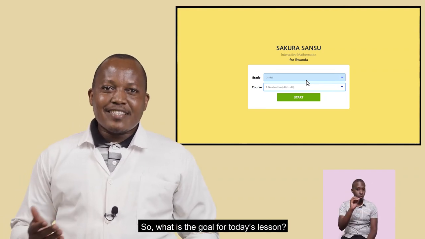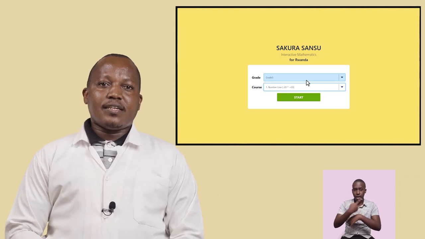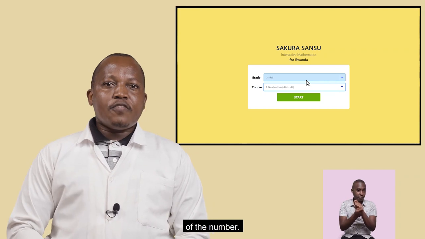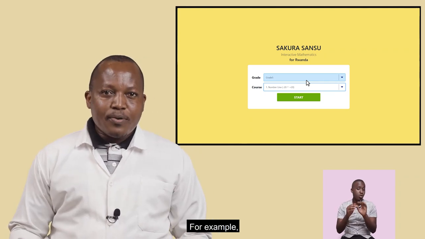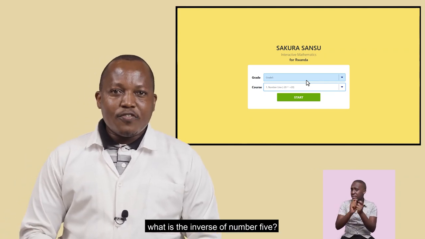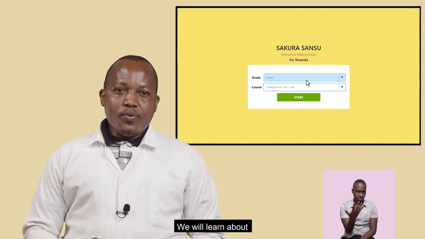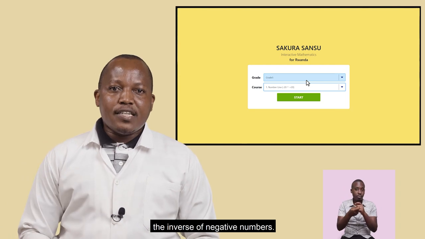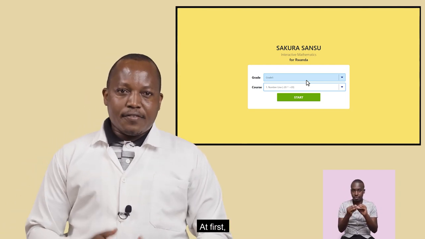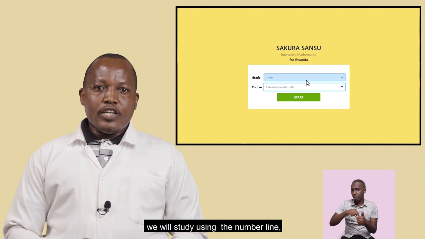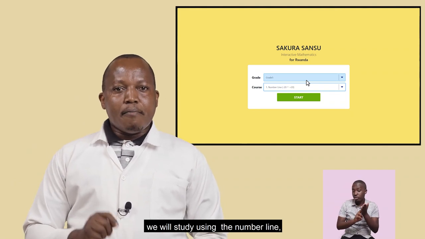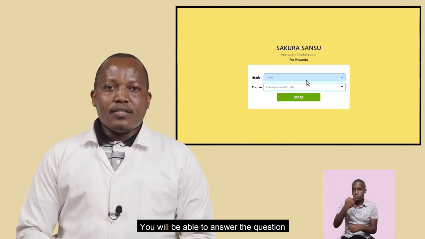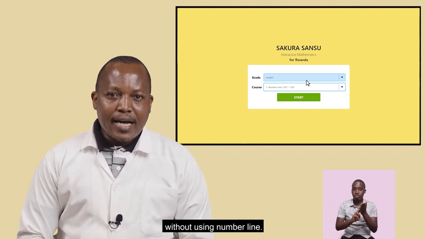So, what is the goal of today's lesson? Today, we are going to study about the inverse of the numbers. For example, what is the inverse of number 5? We will learn about the inverse of negative numbers. At first, we will study using the number line, but by the end, we will be able to answer the questions without using number line.